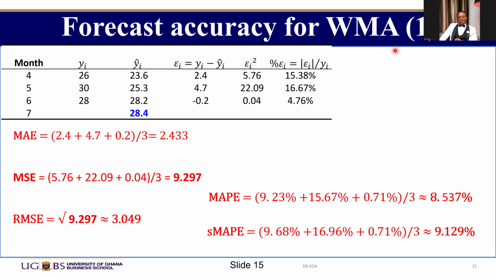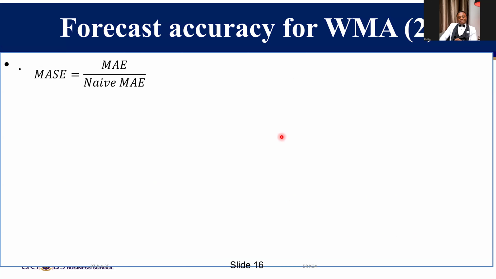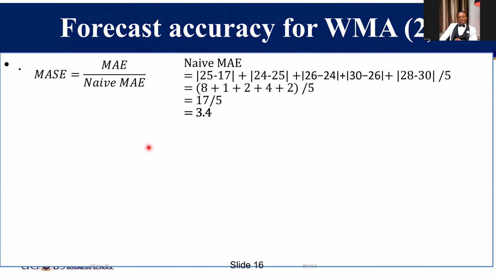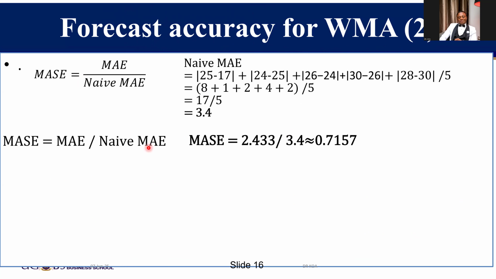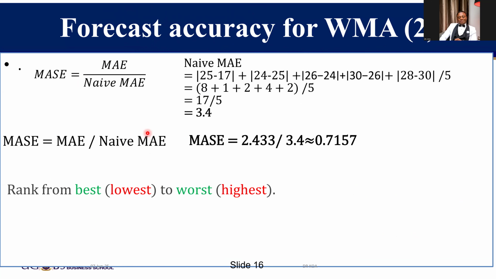Okay, we are done with WMA. We are now ready to go to the last one for today before we go to the Excel. And that is the smoothing. You can find the MASE as well, as always. It is the MAE of this particular method, the WMA method, divided by the naive. In this case, you're going to have 2.433 divided by 3.4. They all divide by 3. You can now rank them from the lowest value, which is the best, to the highest value, which is the worst.